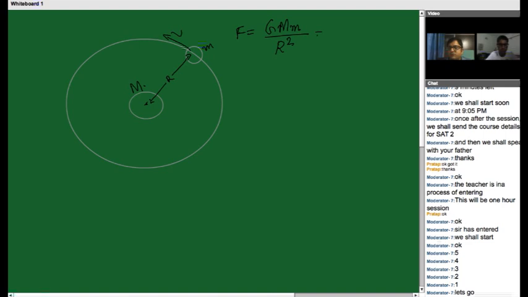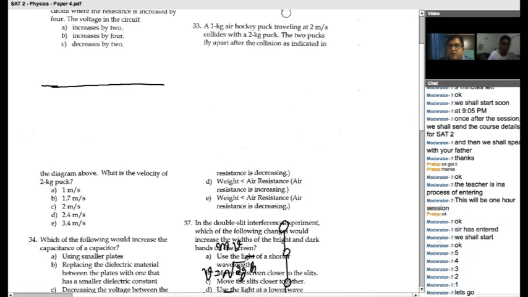Now, this force should provide the necessary centripetal force. So v should be equal to square root of GM over R. It means it does not depend on the mass of the satellite, it just depends on the radius, and it is inversely proportional to the square root of the radius. Now you look at the question.